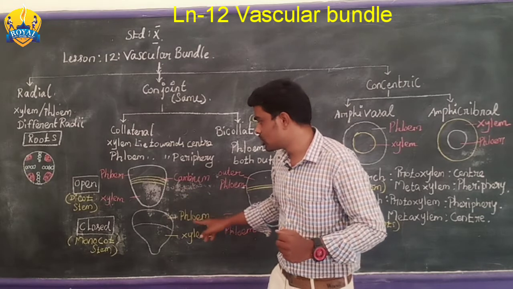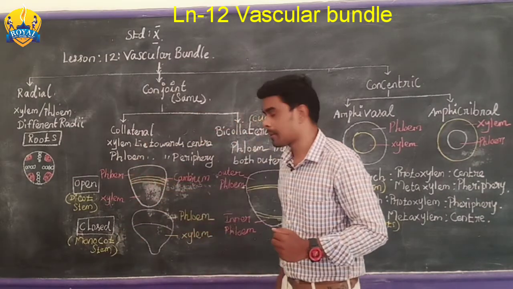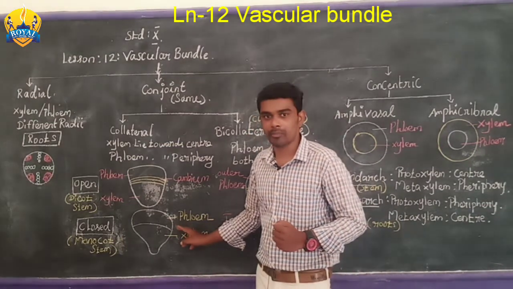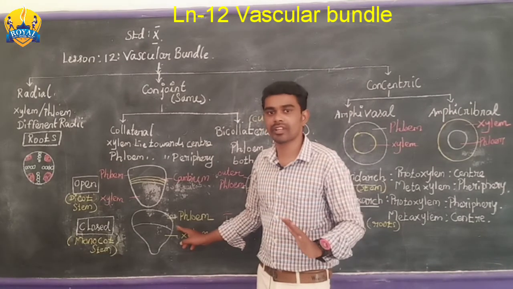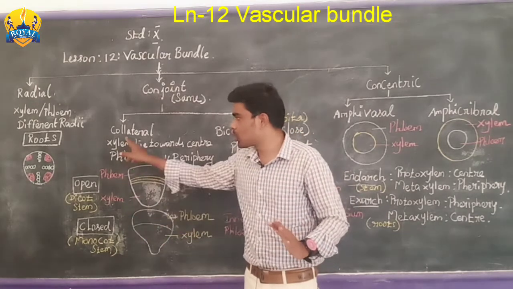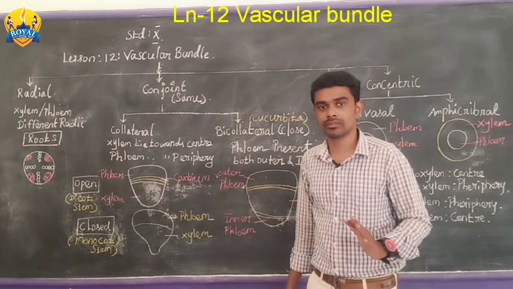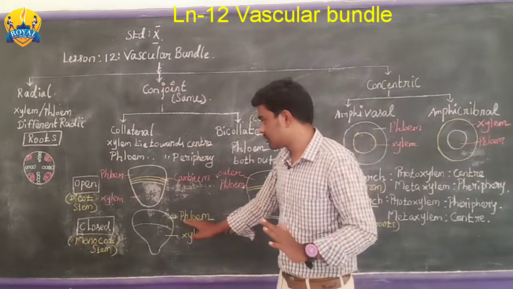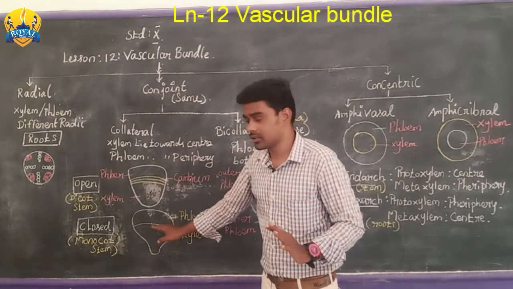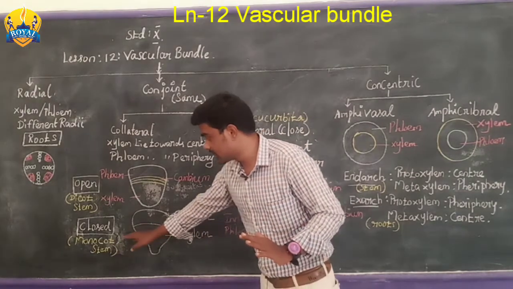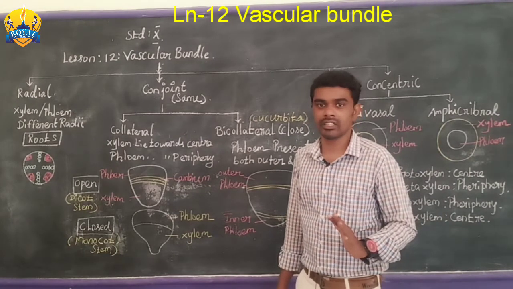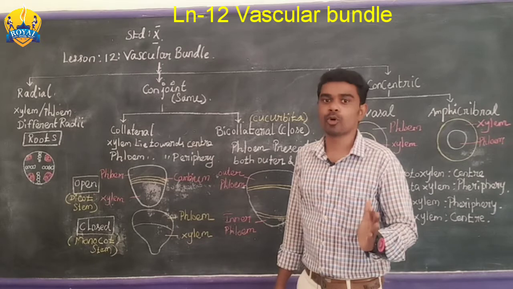And then next, closed collateral. What is closed collateral? It is the absence of a cambium. That kind of vascular bundle is known as the closed collateral vascular bundle. These are present in the monocot stem. This kind of vascular bundle is present in the monocot stem.